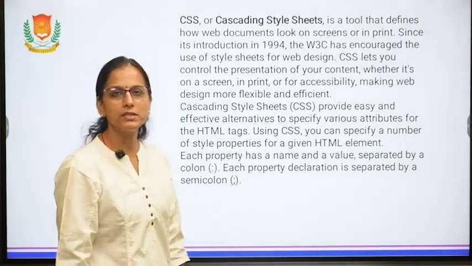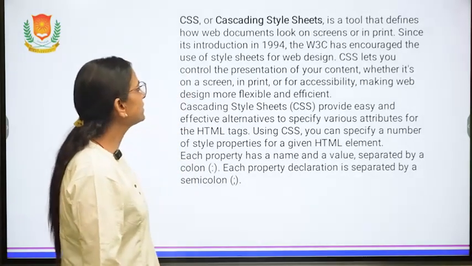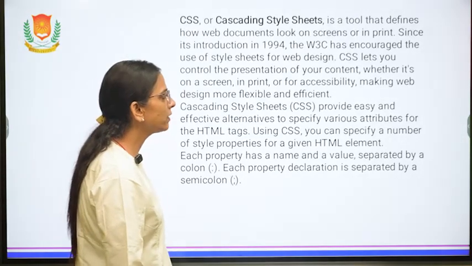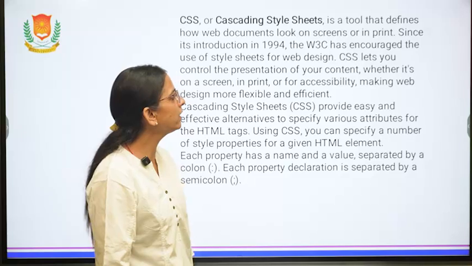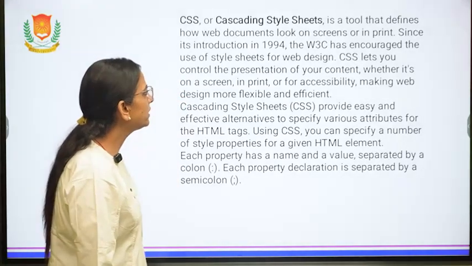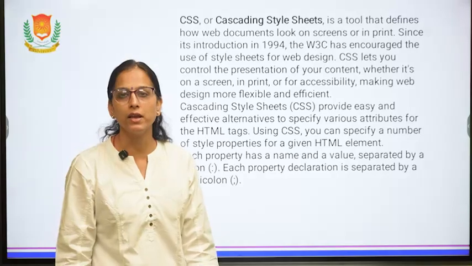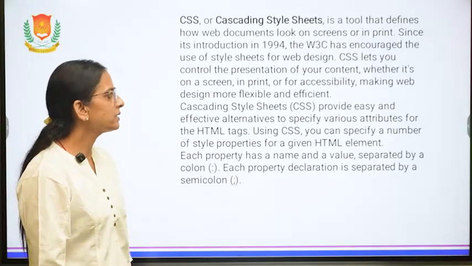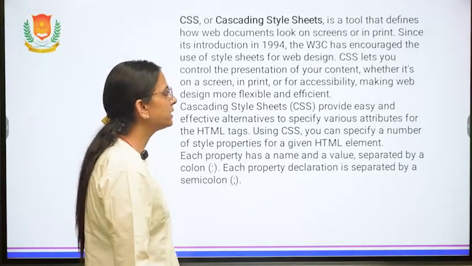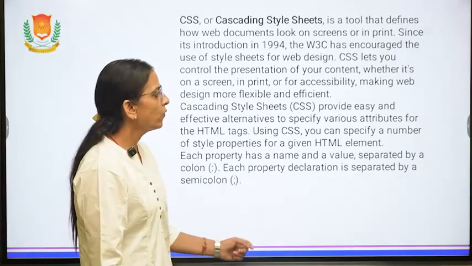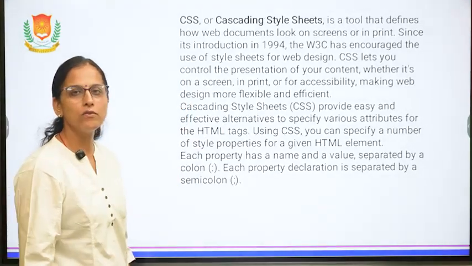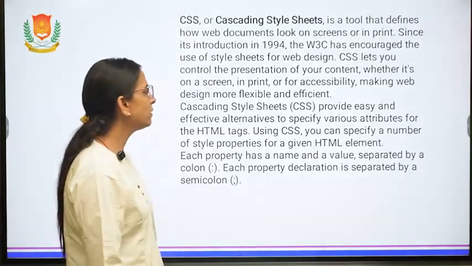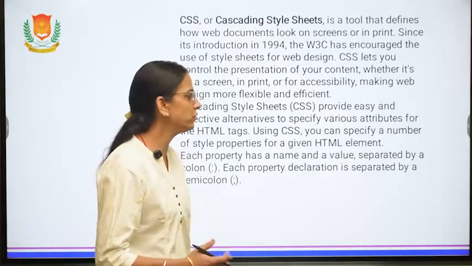What does cascade style sheet mean? Cascade style sheet is a tool that defines how web documents look on the screen or while printing. Since its introduction in 1994, W3C has encouraged the use of style sheets for web designing. Cascade style sheet lets you control the presentation of your contents, whether on screen or when printing it, for accessibility, making web design more flexible and more efficient.